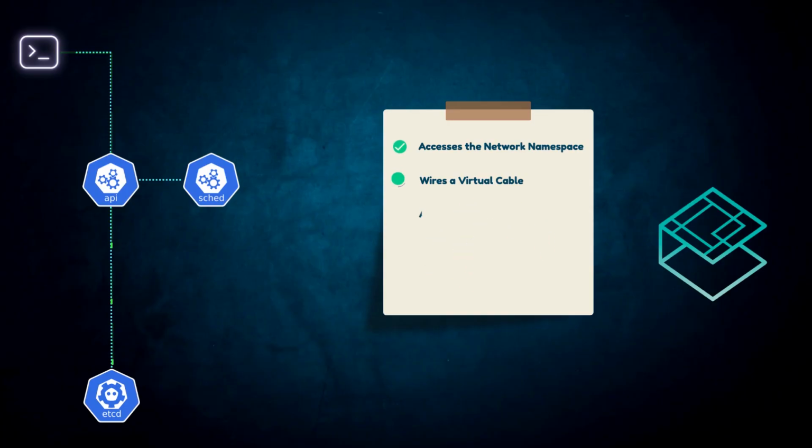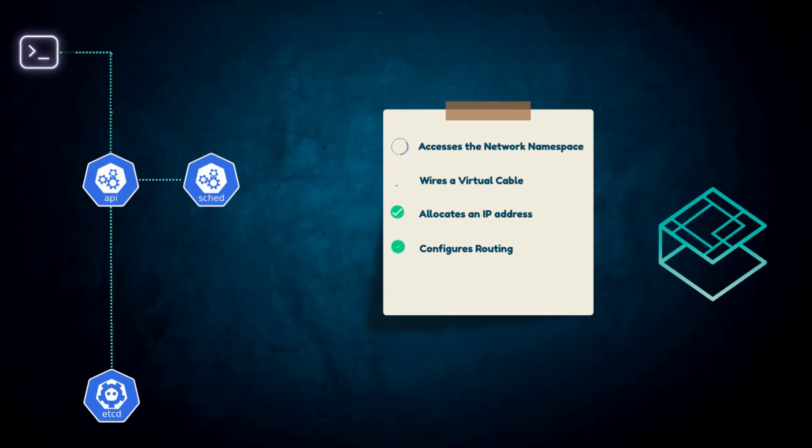Two, it allocates an IP address. The CNI plugin invokes the IPAM, or IP Address Management, sub-plugin to assign a unique IP address to the pod so it has a distinct network identity. And finally, it configures the routing. It updates the routing tables inside the pod so network packets know exactly how to reach the gateway and find their way to the rest of the cluster.